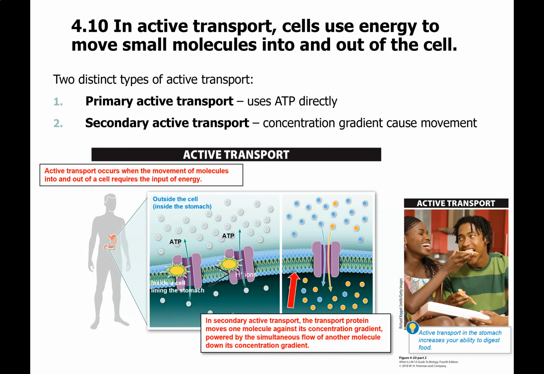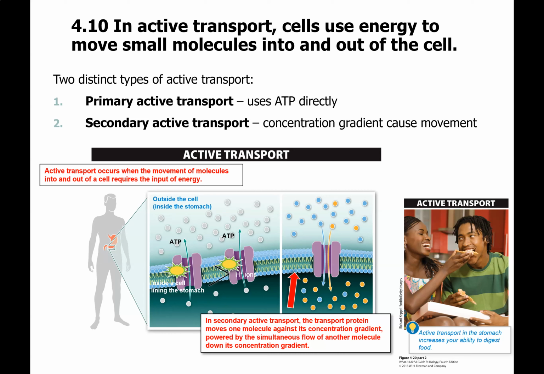Because the principle of diffusion works until everything's in equilibrium. That means that it's the same on both sides. So molecules will move from high to low concentration until those concentrations are equal. But sometimes cells want to accumulate things in the cell, or they want to remove things from the cell, such as waste products, toxins, things like that.